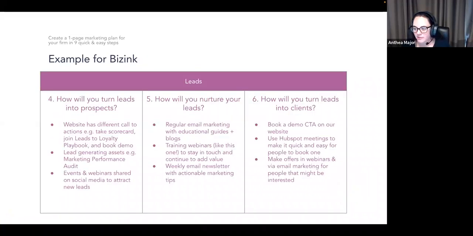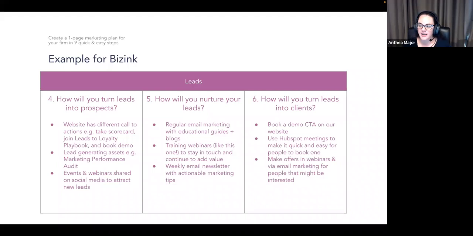Right, so we've got an example for Biz Inc. I'll just run through it really quickly. Turning leads into prospects for us. We have calls to action on our website. Obviously we've got book a meeting, of course, but we also have different ones for people that aren't ready for that, which plenty of people won't be. They need to know what we do and how we help first.